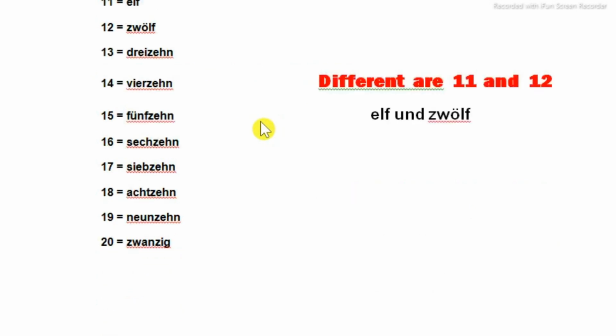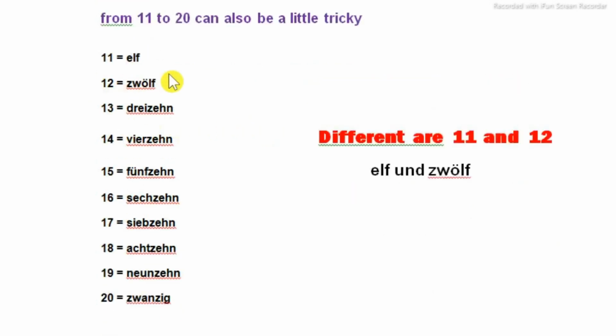Now what the differences are, and we have two special ones which can be tricky as I've written it. Different are 11 and 12, which are elf and zwölf. They're written like this, not like the others. It's a little bit different, but as you can see, you have to learn it. Elf und zwölf.